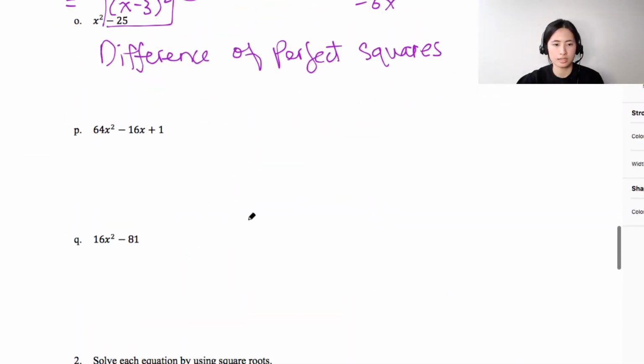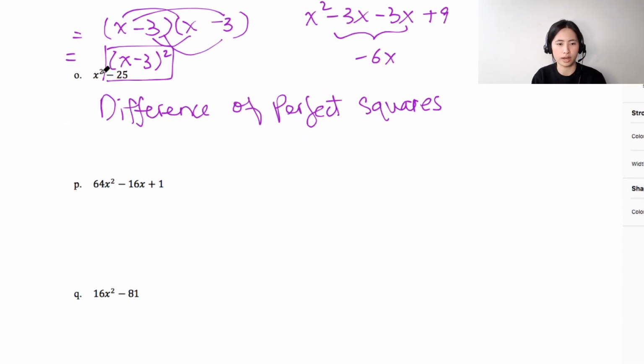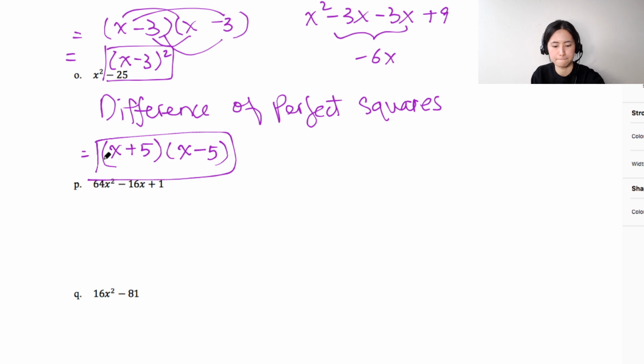Because you have x squared minus 25, this is a squared, x squared minus b squared. When you take the square root of 25, you know that it's equal to 5. That's why it has to be x plus 5, because it's simply a plus b, and then you multiply this by a minus b, which is x minus 5. Okay, great.